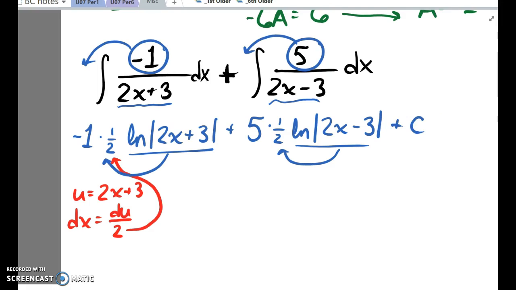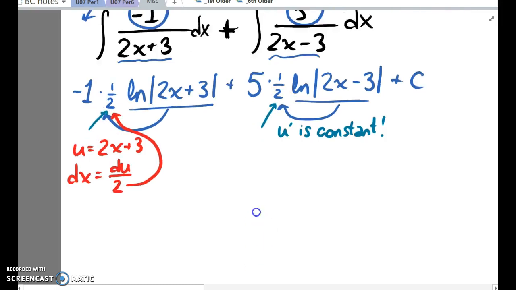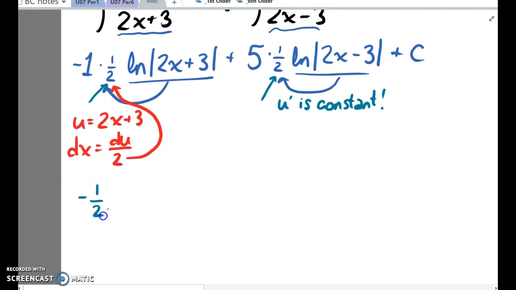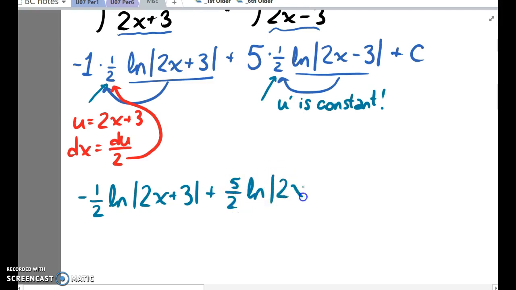Just a reminder that the mental u substitution, at least the way that I think about it, works best when your u prime is constant. If this had been a 2x squared minus 3, then that's a more complicated u substitution process, and I would still recommend writing it out. But here, u prime was constant, so we could bring out its reciprocal as a constant multiple here and over there. So our final answer: negative 1/2 times this natural log, positive 5/2 times that natural log, plus c.